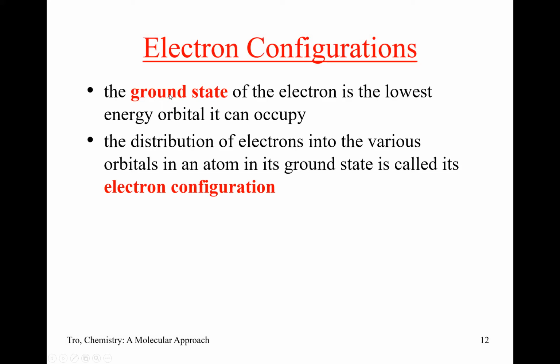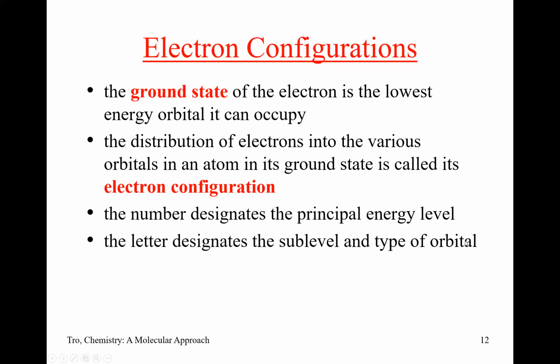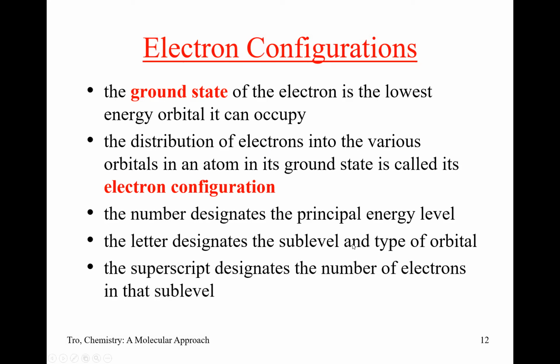Okay, so that's the ground state. The distribution of the electrons in various orbitals in the atom in its ground state is called the electron configuration. So it's where all of the electrons that the element has, the number off the periodic table, are in the orbitals that are closest to the nucleus. The number designates the principal energy level, so that's the row in the periodic table. The letter tells us the shape, the type of orbital: S, P, D, and F. The superscript designates the number of electrons.